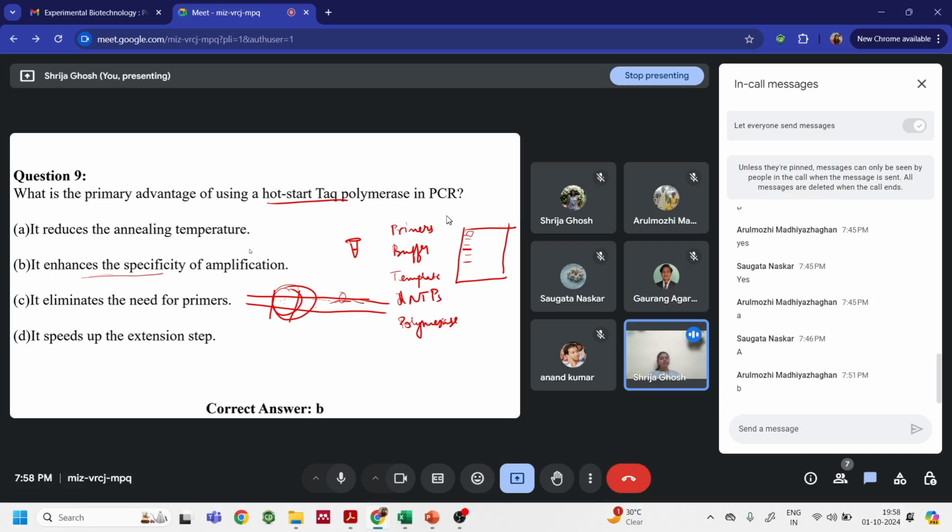Is that clear? Both hot start PCR and hot start Taq polymerase.